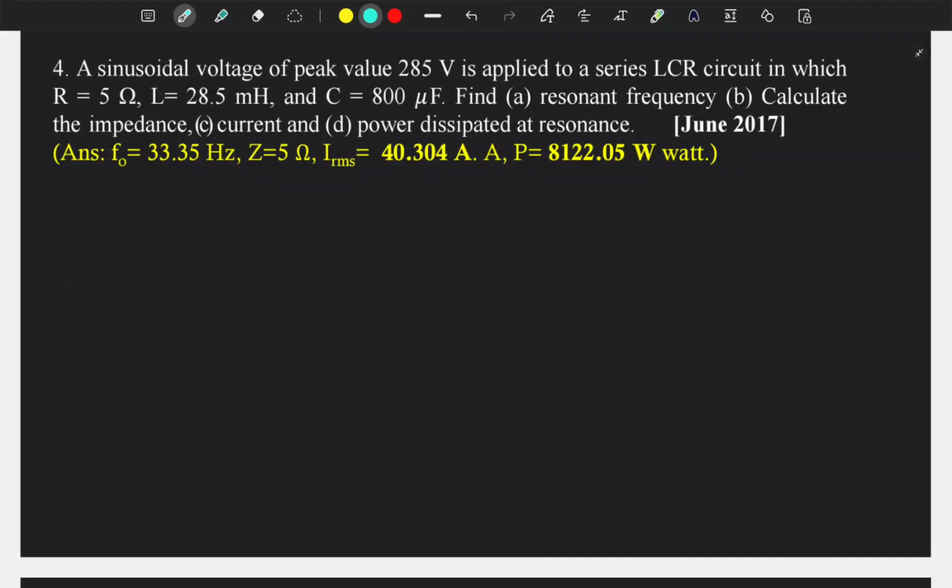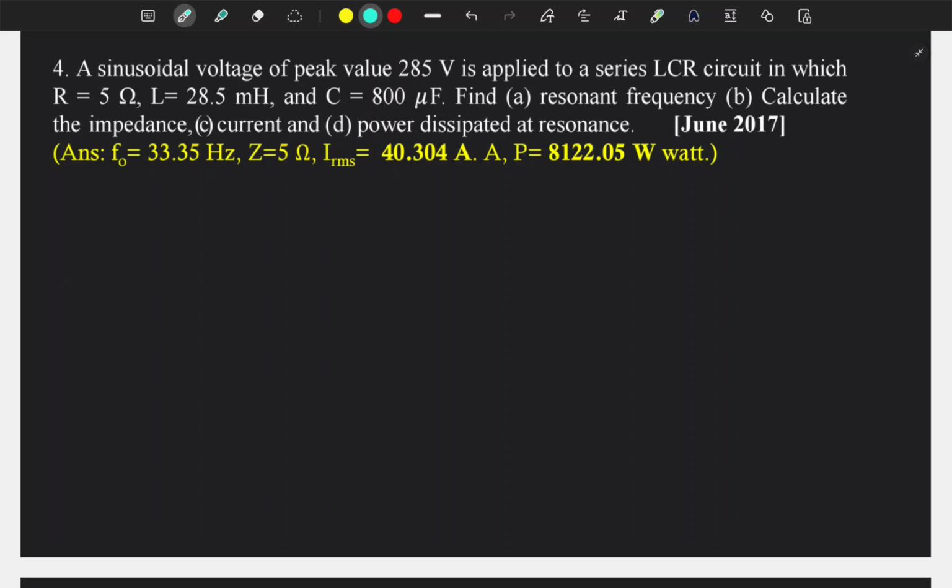So here we have the fourth question. A sinusoidal voltage of peak value 285 volt is applied to a series LCR circuit in which R is equal to 5 ohm, L is equal to 28.5 millihenry and capacitance C is equal to 800 microfarad. Find the resonance frequency, calculate the impedance, current and power dissipated at resonance.